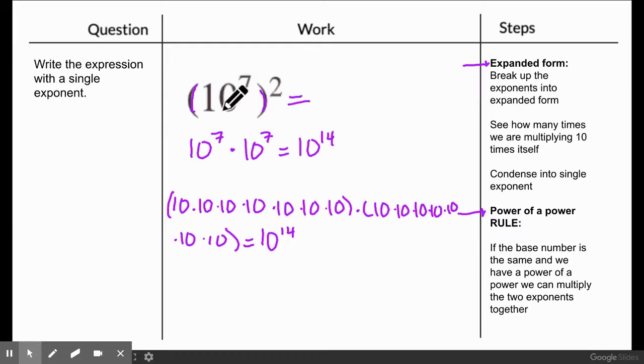But when we have it like this, we don't even need to do that, because what we can know about a power to a power is we know we're going to have 10 to the power of 7 multiplied by itself. So there's going to be another 10 to the power of 7. So we can take these two numbers and multiply them together. 7 times 2 is 14, which gives us 10 to the power of 14.